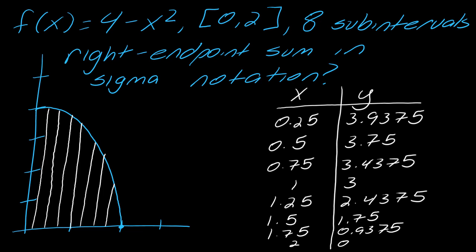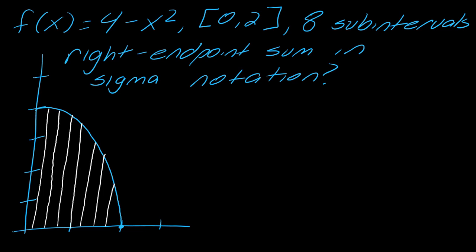Okay, so I went ahead and calculated all of your right endpoints. What I want you to do is the same thing again. Now we've got 8 subintervals, so the width of your rectangles changes. Can you represent this right endpoint sum in sigma notation? You've got this in front of you. Go ahead and play around with it. When you think you have figured out the sum, go ahead and hit play.